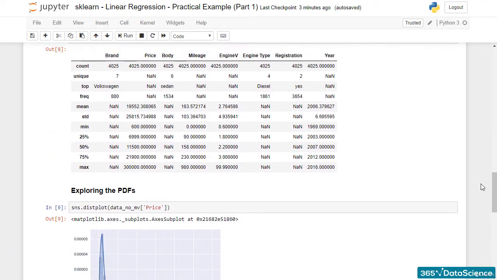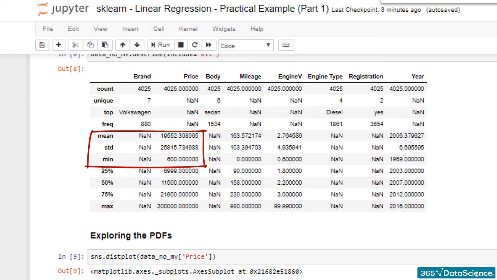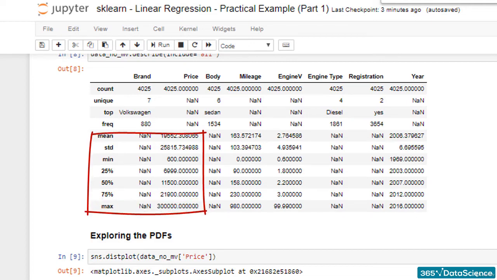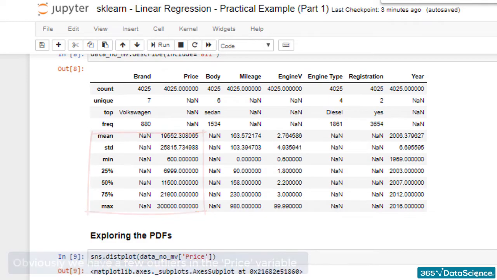What about its descriptives? Price has a mean around $19,000. The minimum price is $600. 25% of prices are under $7,000, 50% below $11,500, and 75% are lower than $21,900. Yet the maximum price is $300,000. Something strange is going on. Obviously, we have a few outliers in the price variable.